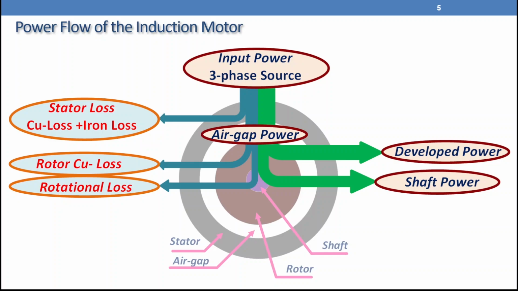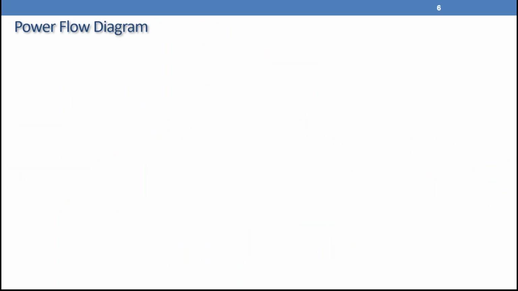What you see on the left side here is all the losses, and what's in green is the useful value. So we have here input power, which includes useful power and loss. So we have here what we call the losses, the ones in the stator, and then we have air gap power. From this air gap power, we have rotor copper loss, and we have developed power. And from this developed power, we can subtract the rotational loss, and we are going to have the shaft power, or useful power, net power or brake horsepower.